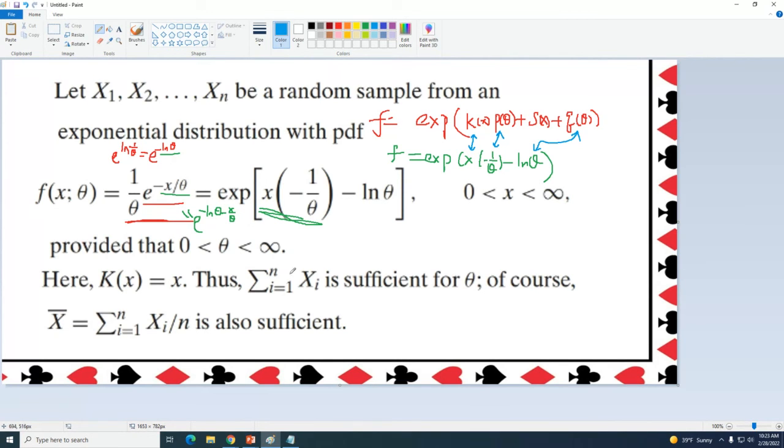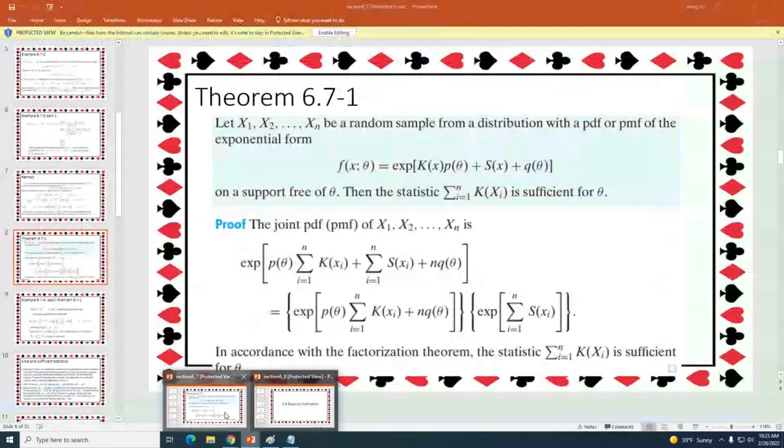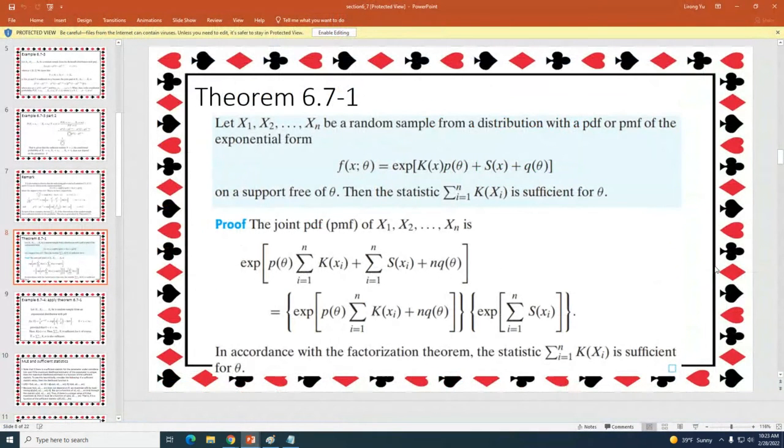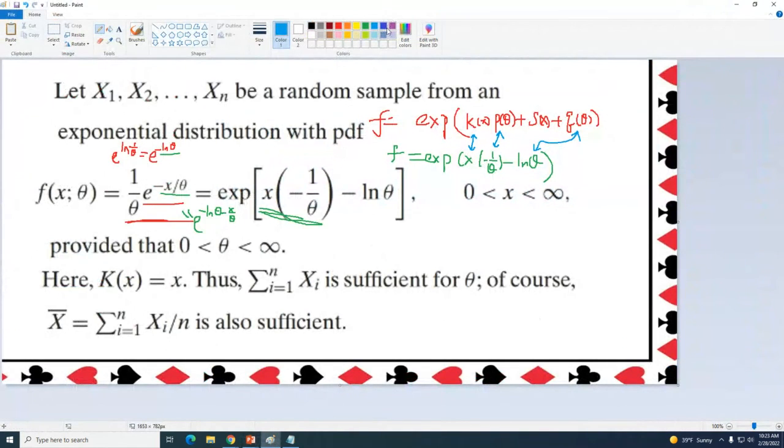As you can see from the theorem, all we need is the k, the one in the theorem. It's the one that multiplies the power of theta. That's the one that we are concerned with as a sufficient statistic. The rest is part of the formula, but they are not related to theta. So the one that contains the most information for theta is k. In this case, k of x is equal to x, and by the theorem, the summation of the x is going to be our sufficient statistic for theta.